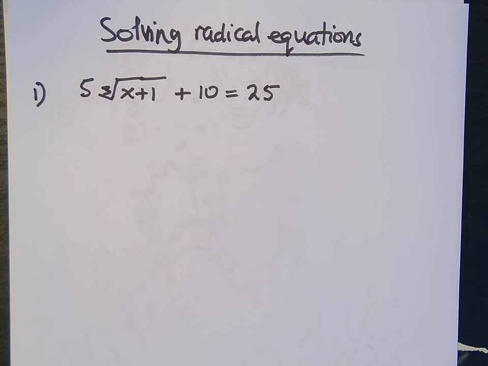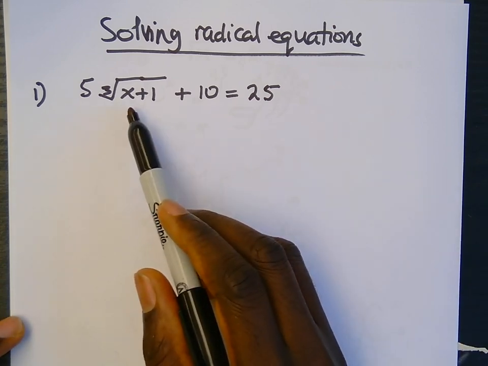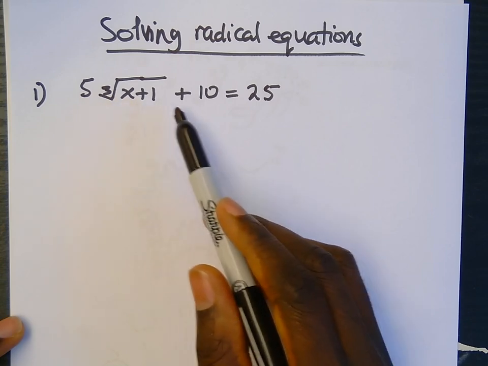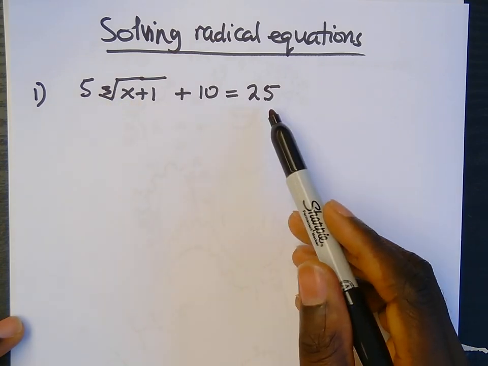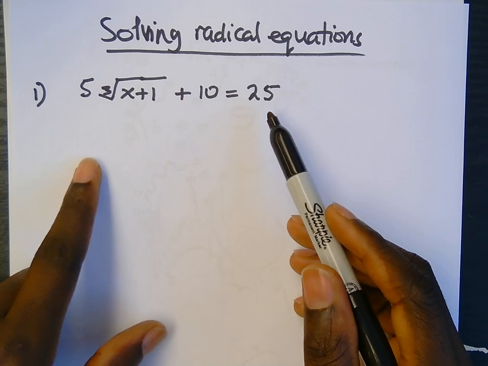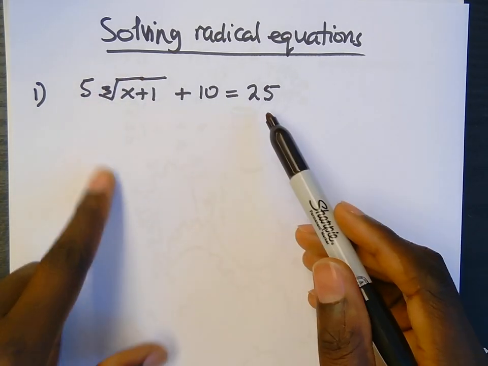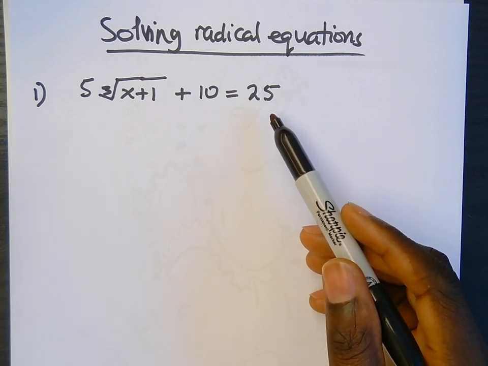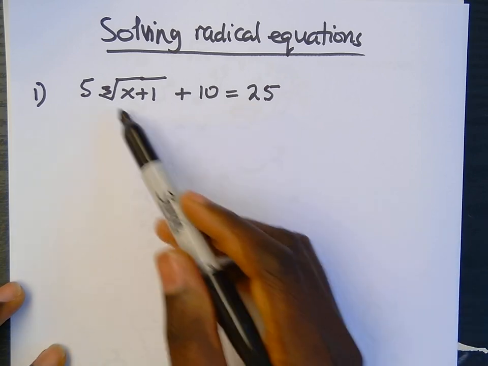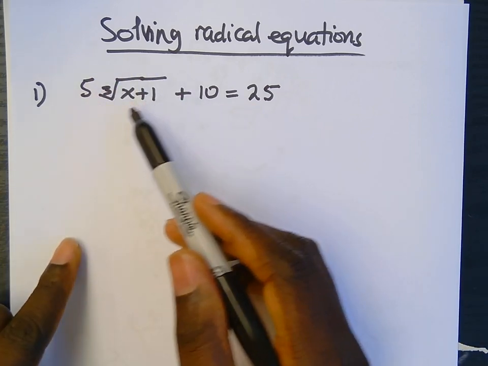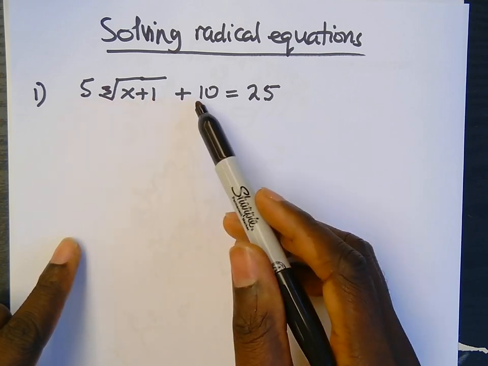Example 1 says 5 times the cube root of x plus 1, plus 10 equals 25. So the goal is to get a radical expression by itself, then undo the radical, or do the inverse operation of the radical, so that we can solve for x. So our goal is to get this radical expression by itself. In other words, I need to get rid of the 5 and the 10.